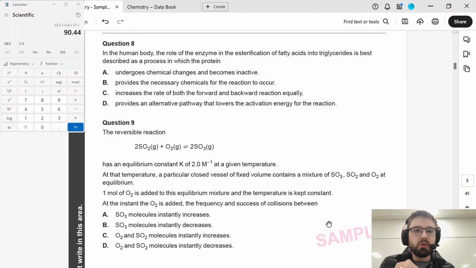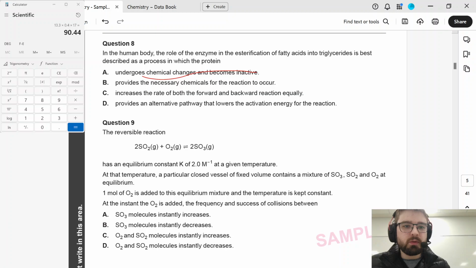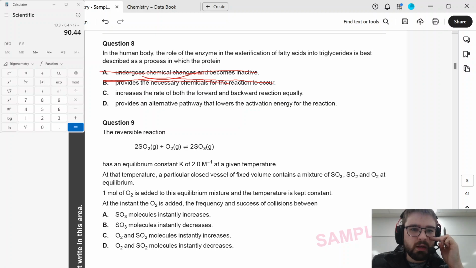In the human body, the role of the enzyme in the esterification of fatty acids into triglycerides is best described as a process in which the protein undergoes chemical changes and becomes inactive. That's not an enzyme at that point. Provides the necessary chemicals for the reaction to occur. What? Enzymes don't provide the chemicals. Increases the rate of both the forward and backward reaction equally. Yes. Provides an alternative pathway.